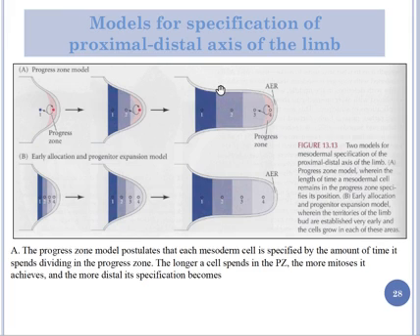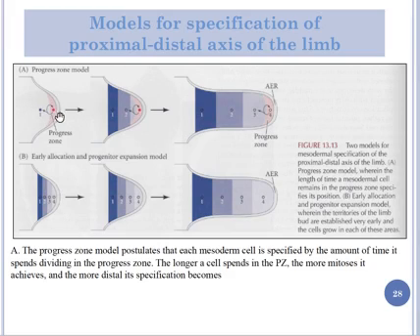So now I will talk about different models for the specification of the proximal distal axis. Why models? Because nothing is completely confirmed and nothing is completely sure about how exactly the proximal distal axis of limbs is established. So we have 3 different models for the specification of the proximal distal axis. The first model is called the progress zone model.